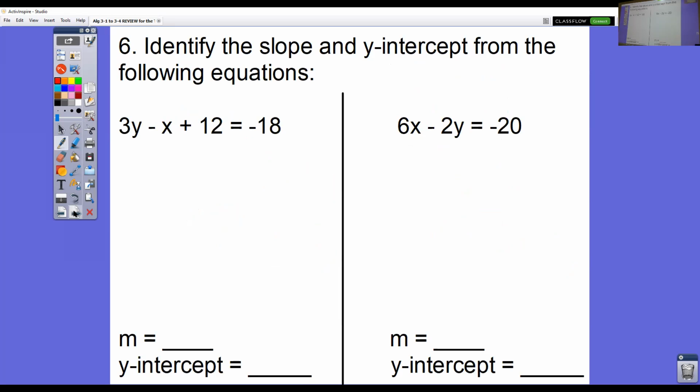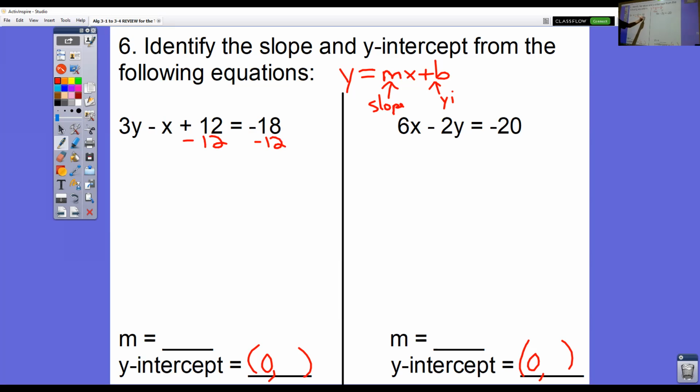In the next one, we want to identify the slope and the y-intercept from the following equations. So again, we need to rearrange for y equals. When you rearrange for y equals, you get y equals mx plus b. M is your slope. The plus b is your y-intercept. Now remember, with your y-intercept, it's always 0, comma, inside parentheses.